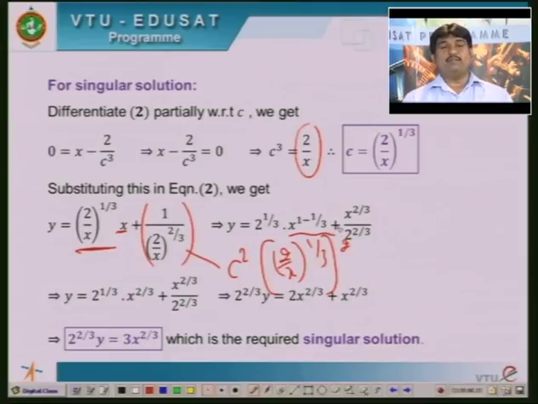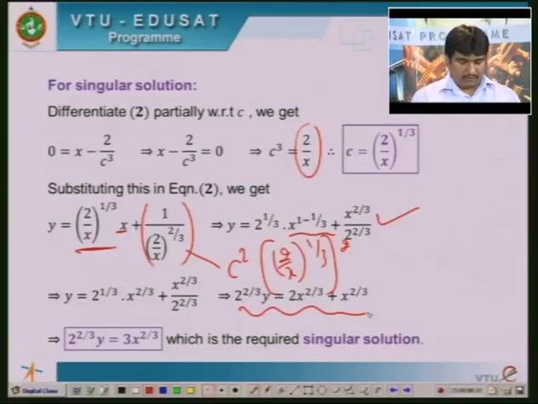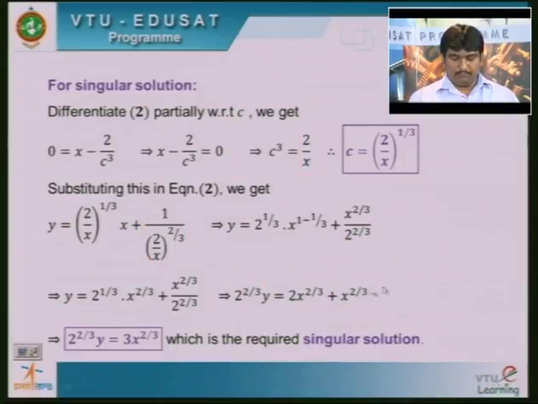So this is x to the power of 1 minus 1 by 3 plus, take x to the power of 2 by 3 to numerator. It is 1 by a by b form, so it becomes b by a here, which is x power of 2 by 3 divided by 2 to the power of 2 by 3. So after simplifying this, we get y equals 2 to the power of 1 by 3 into x to the power of 2 by 3 plus x to the power of 2 by 3 divided by 2 to the power of 2 by 3. Multiply throughout by 2 to the power of 2 by 3 to get this result, which is a singular solution of the differential equation. Let us move on to next problem.